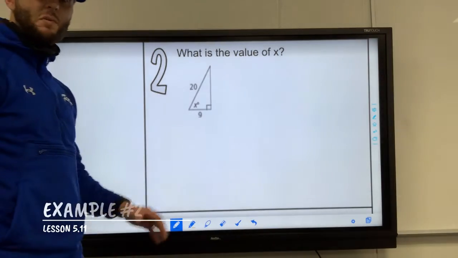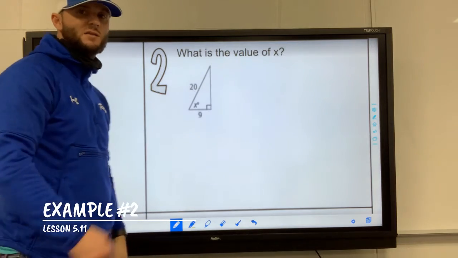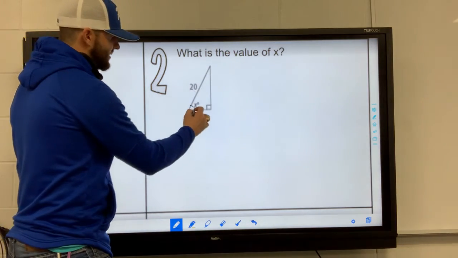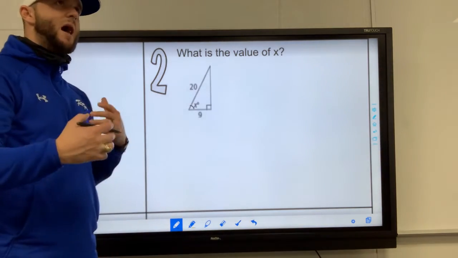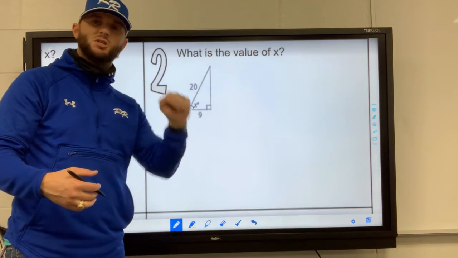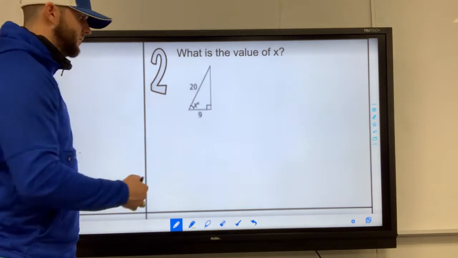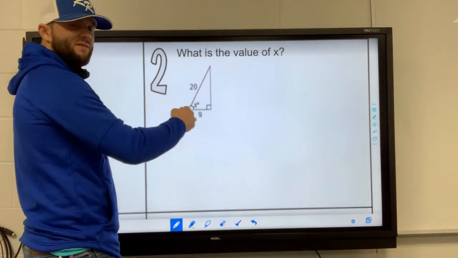All right, so on example number 2 here, we have a right triangle and it's asking me to find the value of x. But if we look here, x is an angle here. So automatically when you're trying to find an angle, the first thing that you should think about is inverse. We're doing the inverse of something to find the angle, okay? So with that being said, we're going to label everything from x.